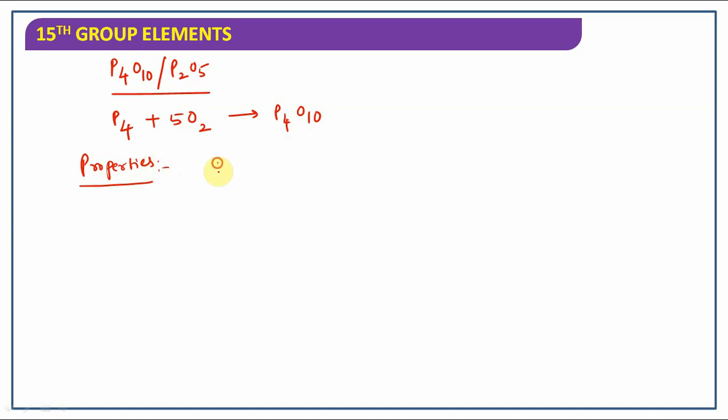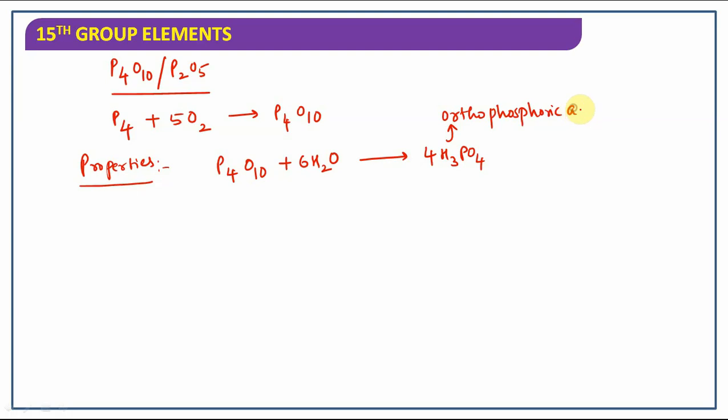P4O10 treated with water gives orthophosphoric acid as a final product. This is called orthophosphoric acid. And now if you take the sequence of reactions, what will happen? Sequence of reactions, if you take it, so total how many water molecules?